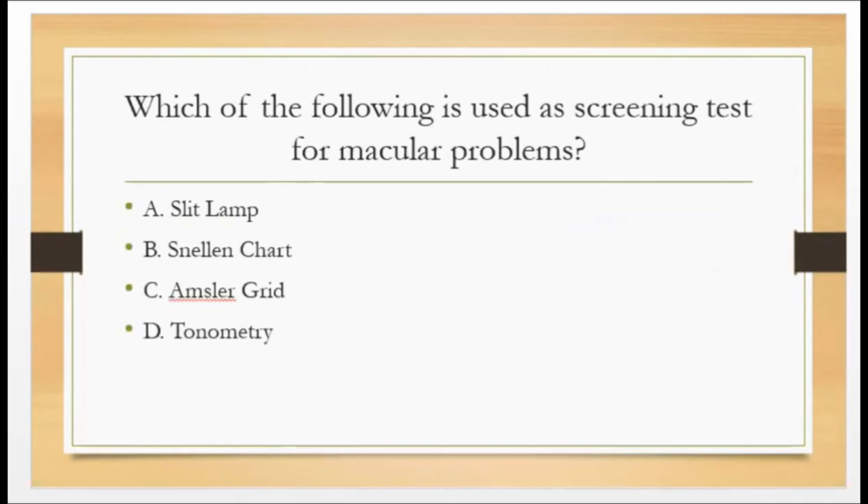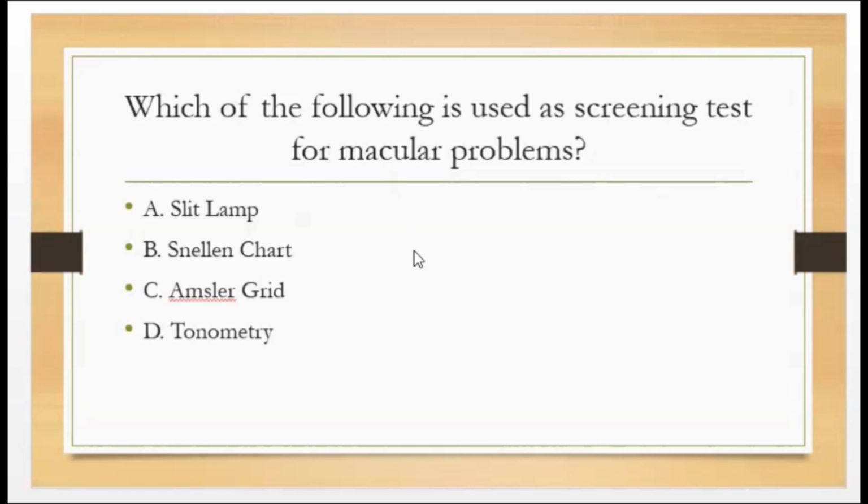Which of the following is used as a screening test for macular problem? What macular problem are we talking about? That is macular degeneration, okay. Macular degeneration is common in old people, elderly. And for macular degeneration, I said you educate the patient to stop smoking. How do you remember? C, they have loss of central vision. C, loss of central vision.